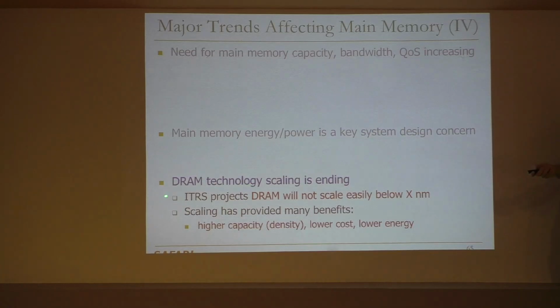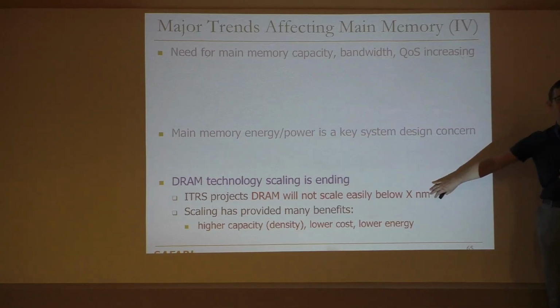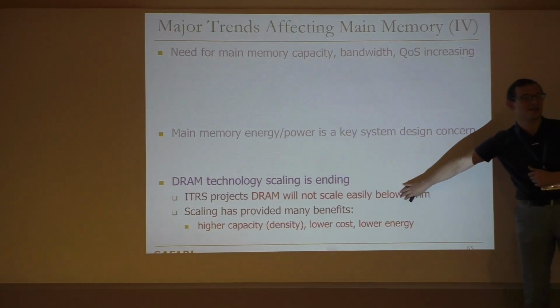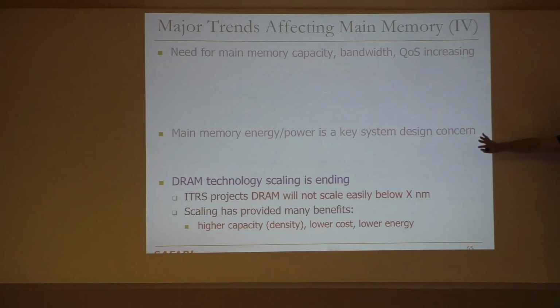And ITRS, International Technology Roadmap of Semiconductors, has been saying for a while that the future size of a DRAM cell will not easily scale below some level, X nanometer. And they keep changing their projections. That's why I don't want to change my slide. So this remains as X. But clearly, we will see.